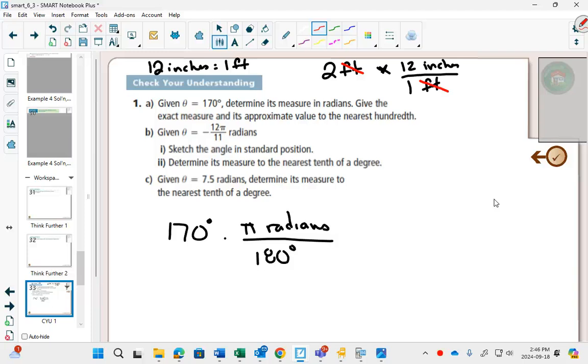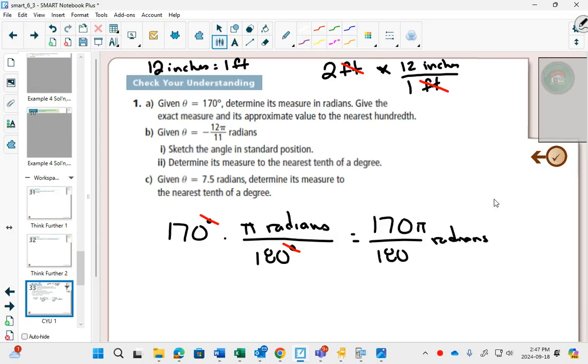And so feet go away, and you're left with just a unit of inches. So in this situation, when I want to convert 170 degrees, and I'm trying to decide, should I put pi radians over 180 degrees or 180 degrees over pi radians, I want the degrees to go away. So I'm left with an answer that's only radians. And this, of course, leaves you with 170 pi over 180 radians.